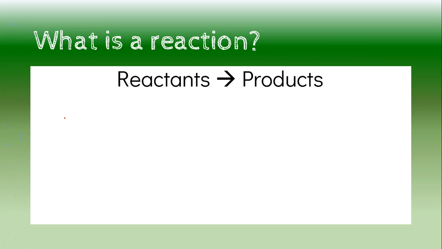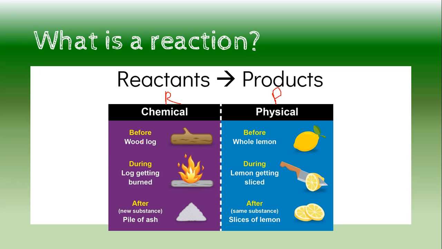Let's get started. All right, so first things first, we're going to review what a reaction is. A reaction is where we write it like an equation. We have reactants to start, and reactants make products. Once again, you start with reactants and you end with products. I'm going to shorthand this to a capital R and a capital P, just to make it a little bit easier. So we're going to look at chemical versus physical changes.